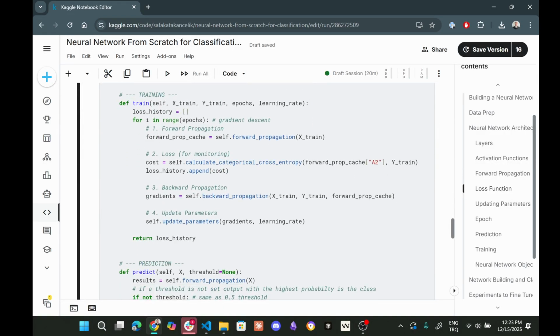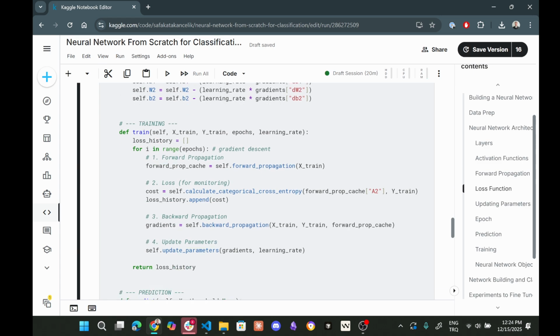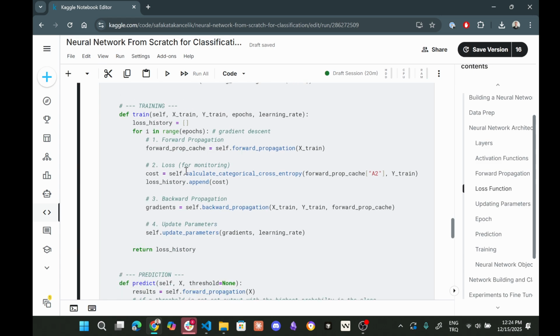I have a training function. I give it my data and define an epoch count, how many times this loop will run, and the learning rate to adjust. So it's one forward propagation followed by a loss, and then backward propagation followed by update parameters. And I take note of these loss numbers. Then I plot them and use them.